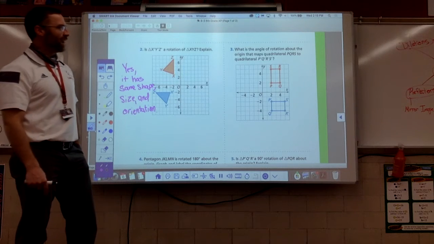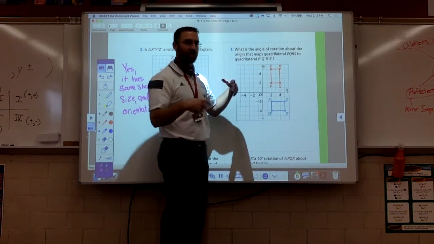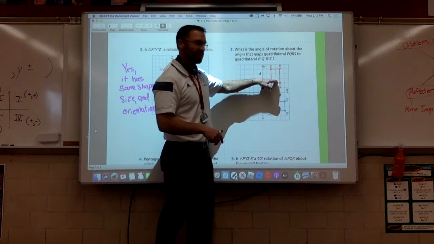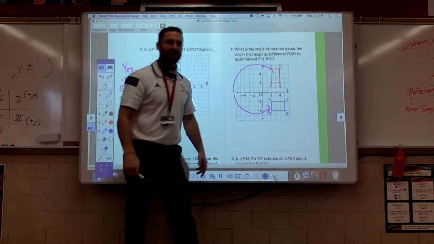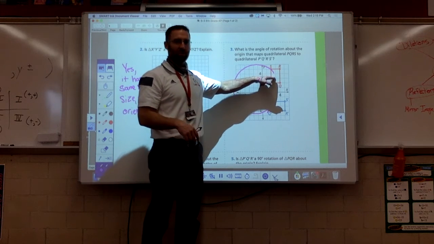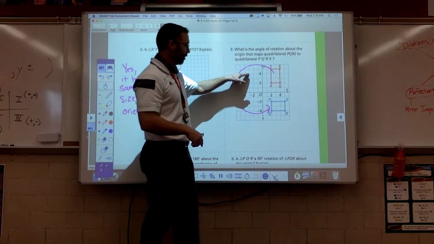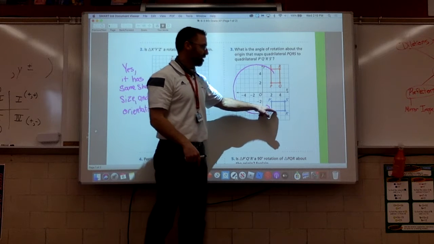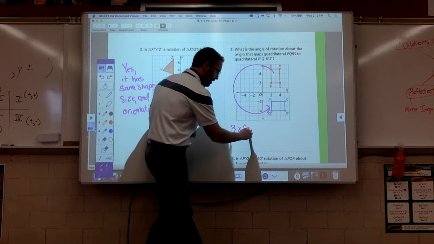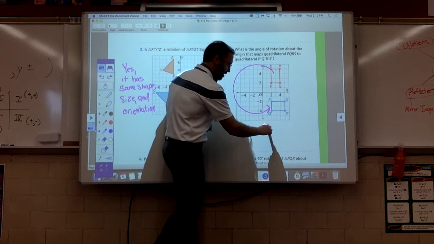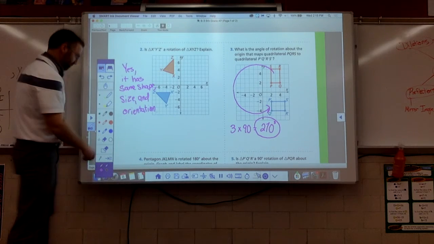Number 3. What is the angle of rotation about the origin that maps quadrilateral PQRS? Again, we're looking for the one that doesn't have those little prime marks. So this is the original, onto this one. So let's go around. How many quadrants is this shape moving through? This is quadrant 1, but it's going into 1 quadrant, 2 quadrants, 3 quadrants. Each quadrant worth 90 degrees. So you basically take 3 times 90, and 3 times 90 is 270 degrees. That is a 270 degree rotation.